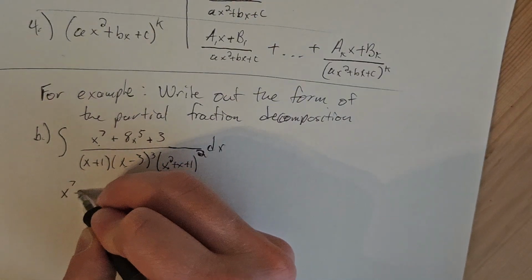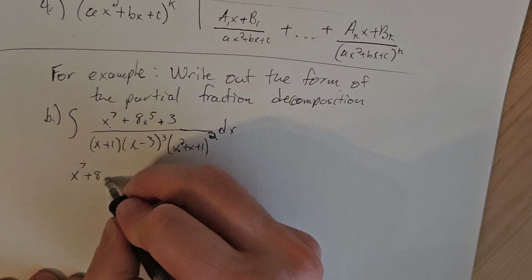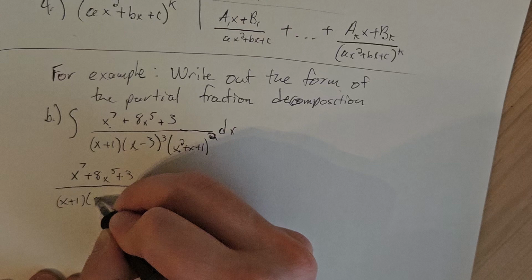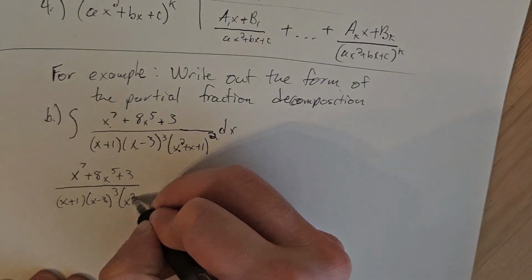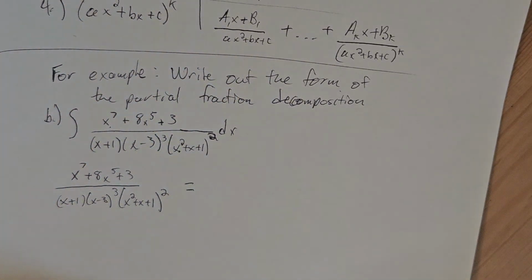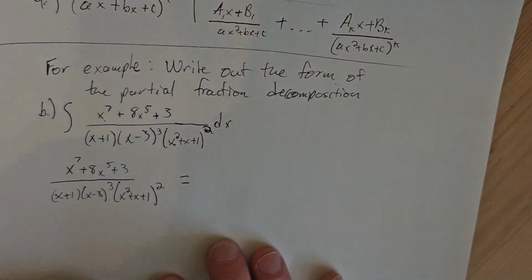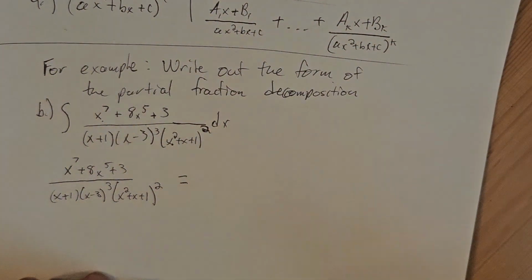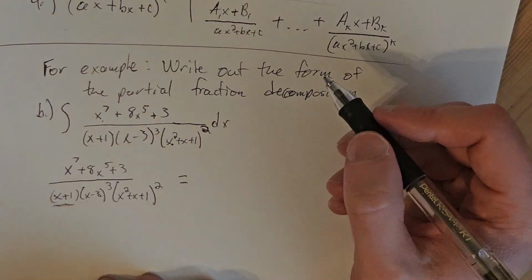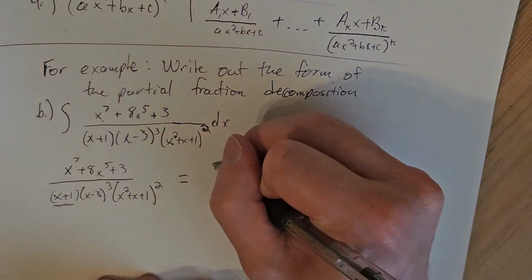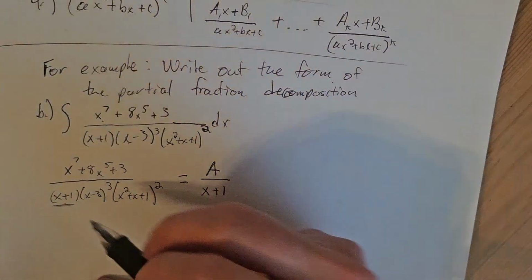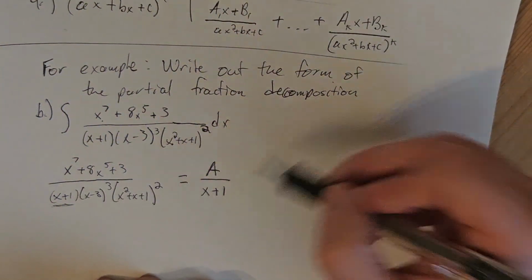And so this fraction, x to the 7th plus 8x to the 5th plus 3, all over (x plus 1) times (x minus 3) cubed times (x squared plus x plus 1) to the 2nd power, all of that is going to be equal to, and now let's write out what this is term by term. So we have a factor of a linear term in the denominator. If we look at above, that says that we have something like A over that linear term. And the power on that was 1, so we're done with that.